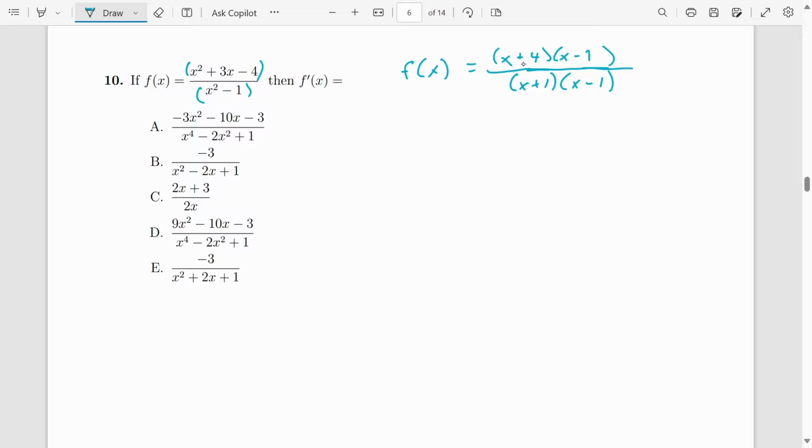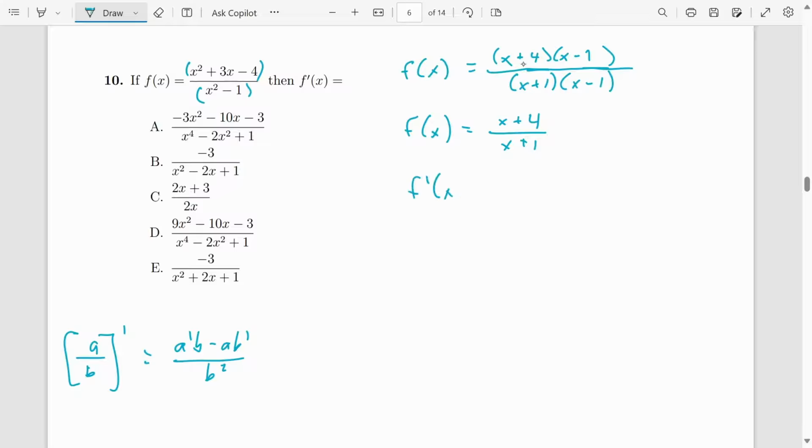By doing all of that factoring, we now have two terms in both the top and the bottom that you can cross out, the x minus 1 term. So this now becomes f of x equals x plus 4 over x plus 1. That's a lot easier to take the quotient rule of. So let's go ahead and do the quotient rule now. If we have something in the form of a over b, its derivative equals a prime b minus ab prime all over b squared. So in this case, a is x plus 4 and b is x plus 1.